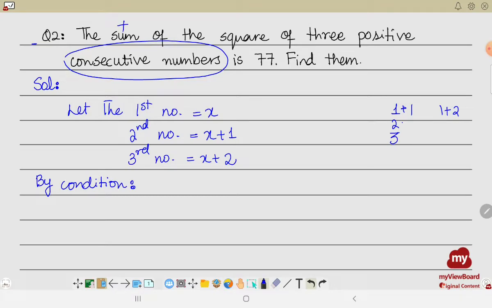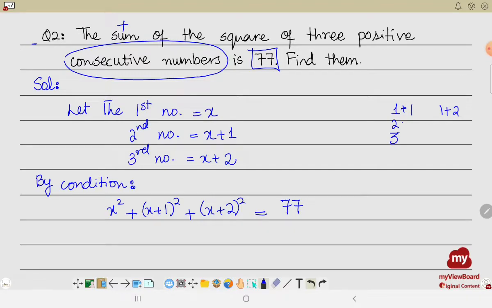Sum means to add the numbers. So the sum of the squares of these three numbers: x square, x plus 1 whole square, and x plus 2 whole square, and they have given it as 77. Let's read out the question again. The sum of the squares of three positive consecutive numbers is 77.